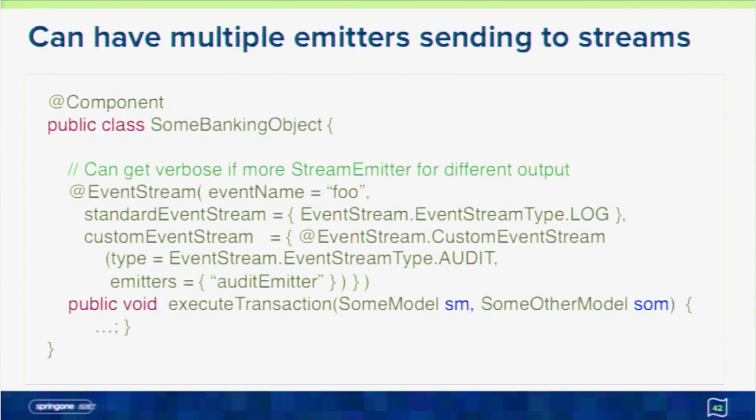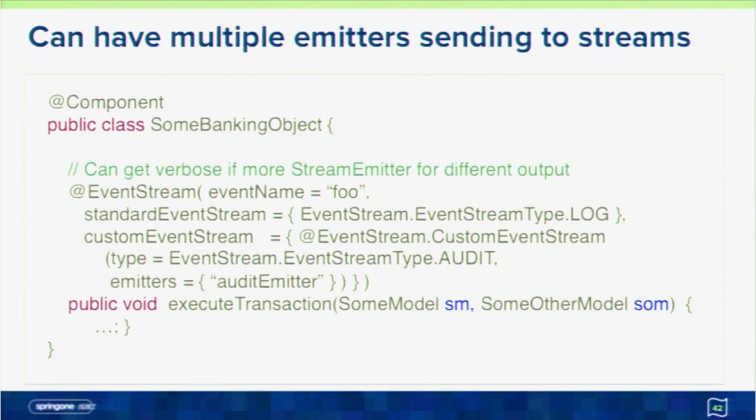And because we had some interesting use cases around being able to want to send the data to different places, we said, well, we'll support having multiple emitters. So in this particular case, our event stream is annotated to support an event name, let's just say foo. So this is the event name. And we have a standard event stream that says when this method fires, I'm going to send it to the log event stream, which let's say might be going to a file output.